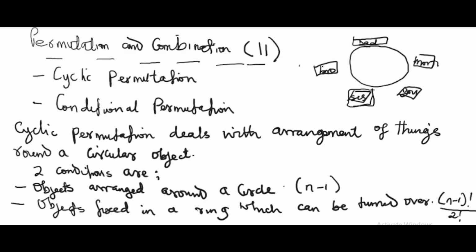Is that clear? Now, we said there are 2 conditions or 2 kinds of this cyclic permutation, and that is objects around a circle, which is what I just explained. Now, what I've explained is the rationale behind this minus 1. You said it is n minus 1 factorial, right? Good. So that minus 1 is because there is a fixed person who is not rotating as others are rotating. Big sis is fixed. Her sitting position is fixed.